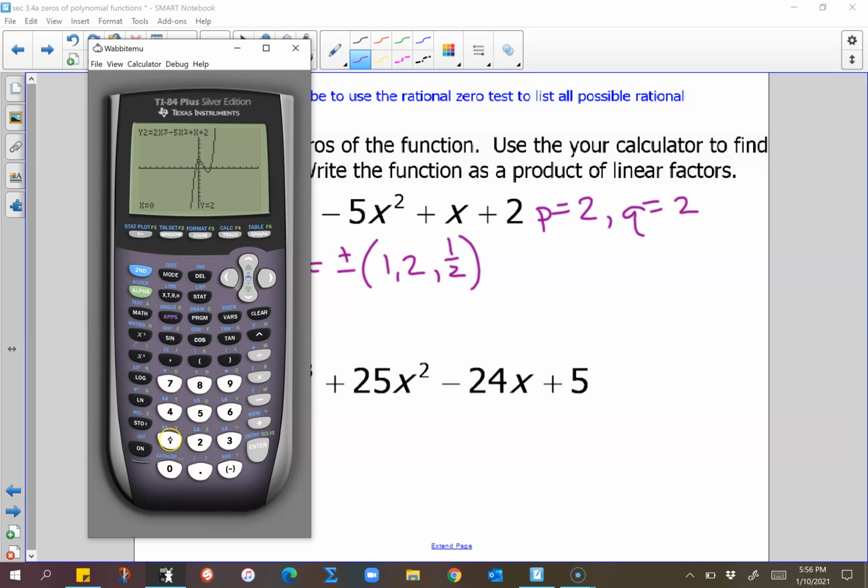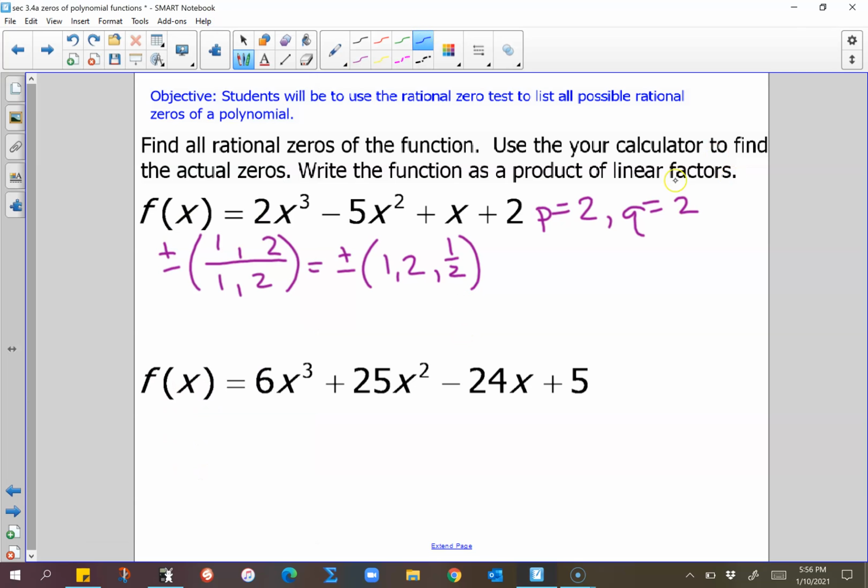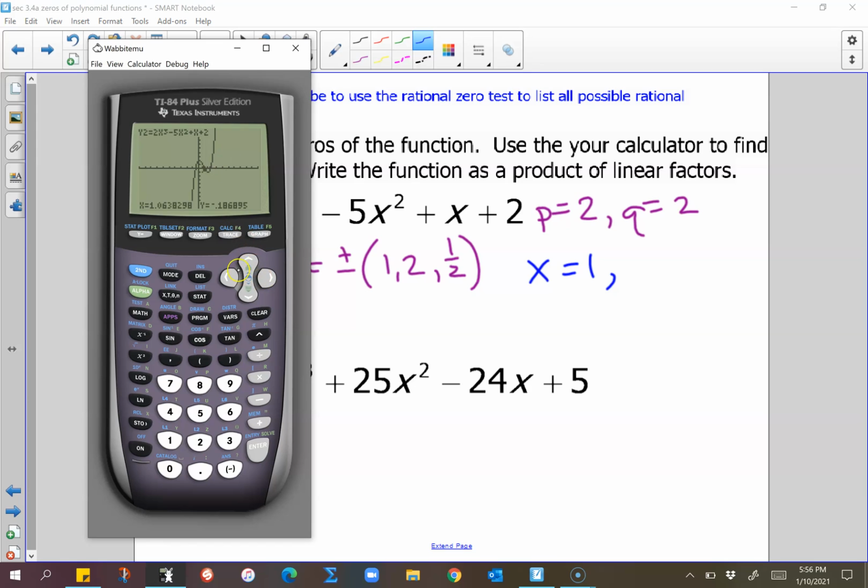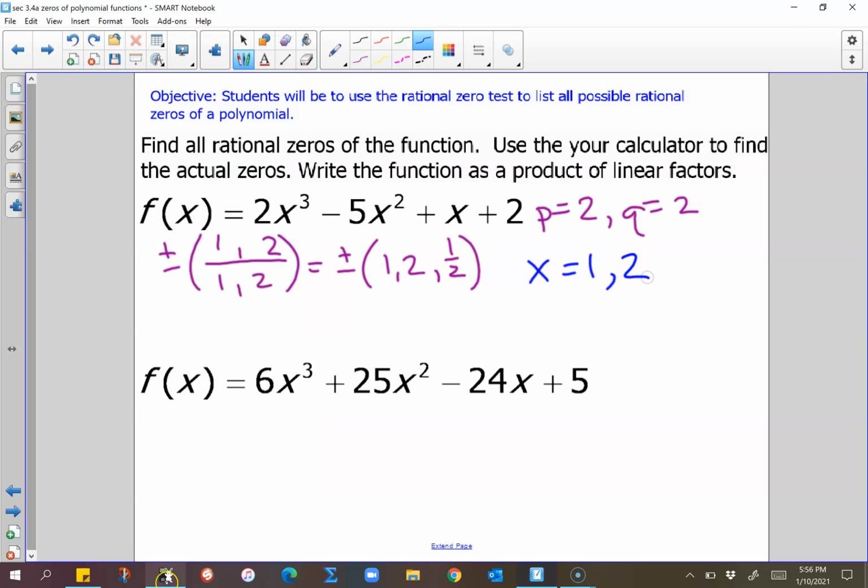As I look at these, you can hit the trace button. If you hit trace and then hit the number, like 1, and hit enter, it jumps to the number 1. And you'll notice that it is in fact a 0. So I'm going to go ahead and write that down. It says write the function as a product of linear factors. So we'll say x equals 1 first. Looks like the other one might be 2, so I'm going to hit trace and hit 2, and it does cross at 2.